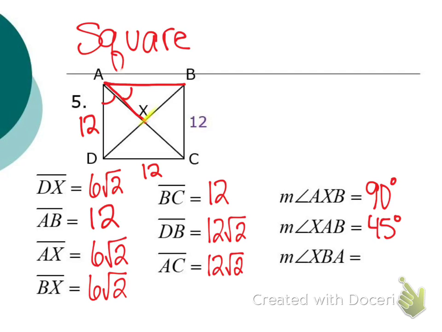The next one's also 45. This time we're looking at XBA, which again, the diagonals split those angles, so it's also 45 degrees. So that wraps up our 6-4 examples.